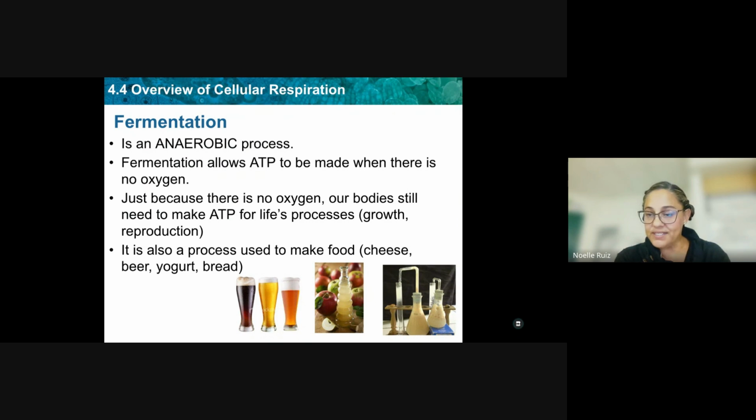We've also harnessed it as a way to make food. Cheese, beer, yogurt, bread. These are all made through the fermentation process.